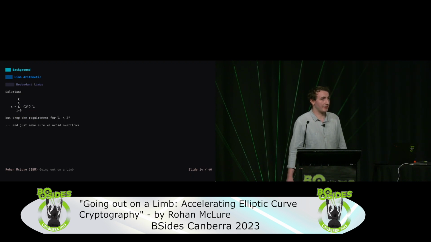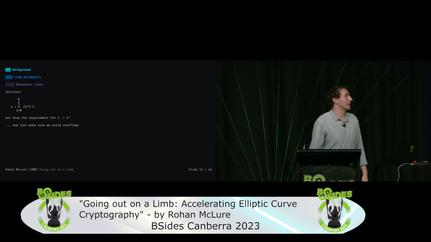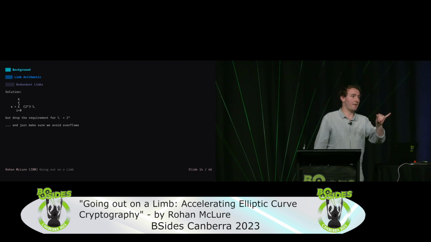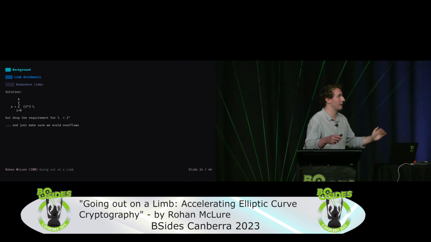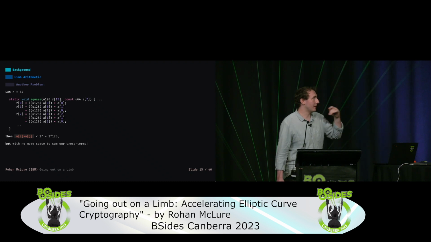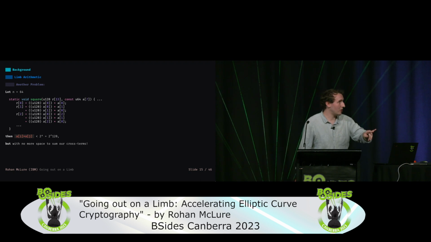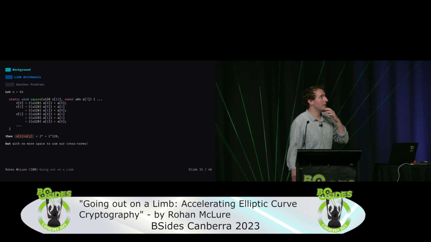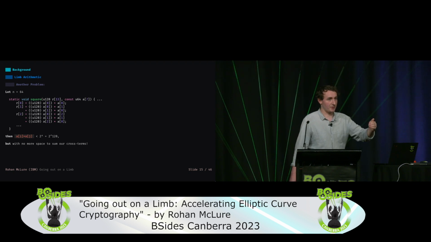What we've just done is we've done redundant limbs. That is, we allow for each of the limbs to actually be larger than their radix, the difference in place value between limbs. All right, well, we've done that, and it's still equal to 64. And so we end up with the cross terms fitting neatly inside of an unsigned 128-bit number, but we don't have any space to actually add the cross terms.